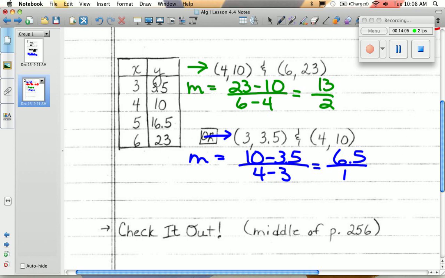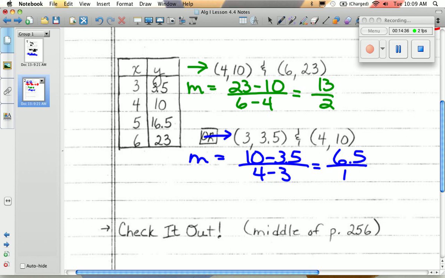Because in the second pair of ordered pairs, there is a decimal y-coordinate. We end up with a decimal in our rise, don't we? Okay, now, can 13 over 2 be renamed as 6.5 over 1? What do you think? Yes. How? Divide 13 by 2. Divide 13 by 2, and what do you get? 6.5, don't you?